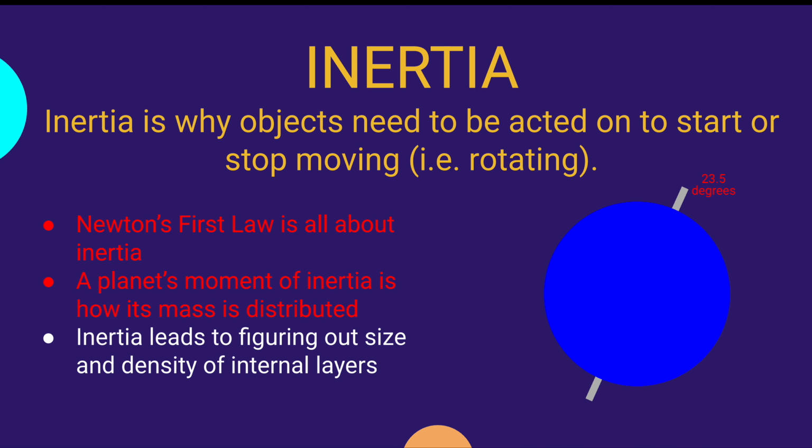Next we have inertia. Inertia is why objects need to be acted on by a force to start or stop moving, i.e. rotating. You may have heard that in Newton's first law. A moment of inertia, for a planet, means how its mass is distributed, which then means that inertia can lead to figuring out the size and density of the layers inside any given planet.